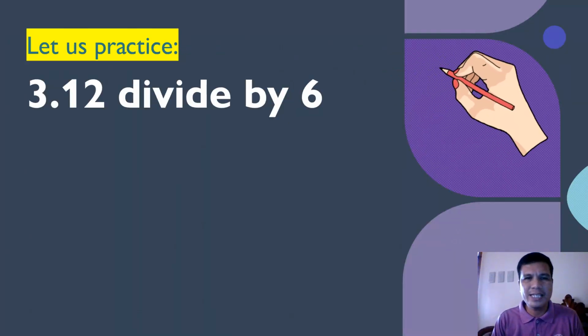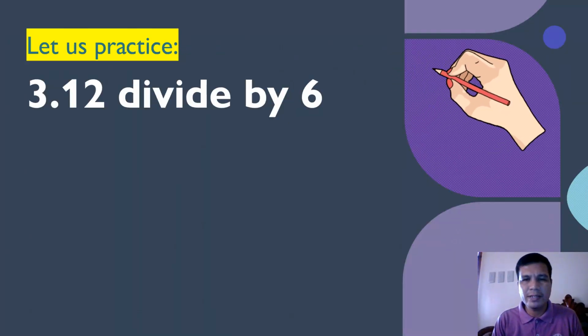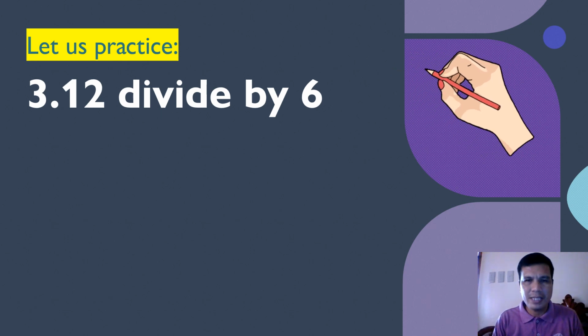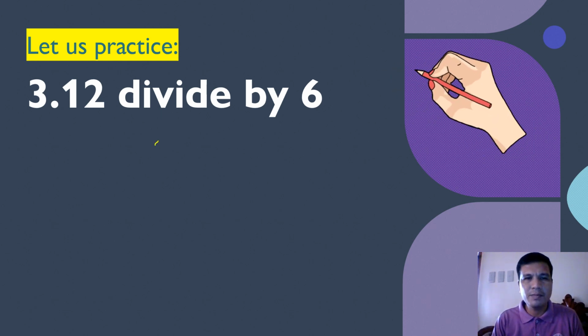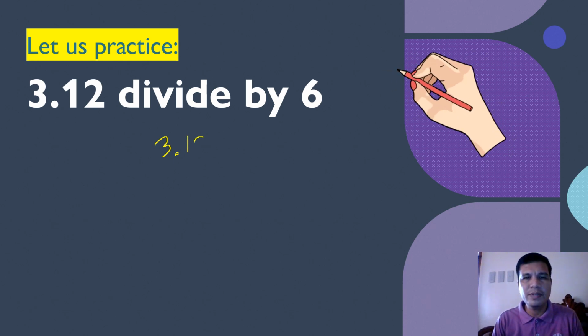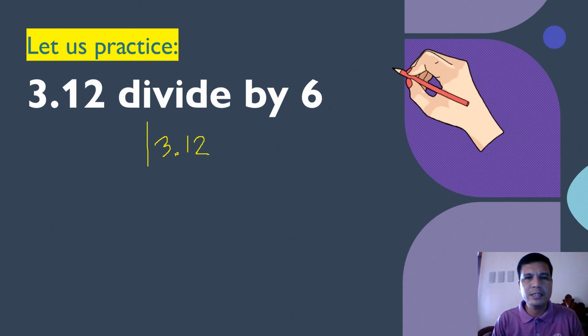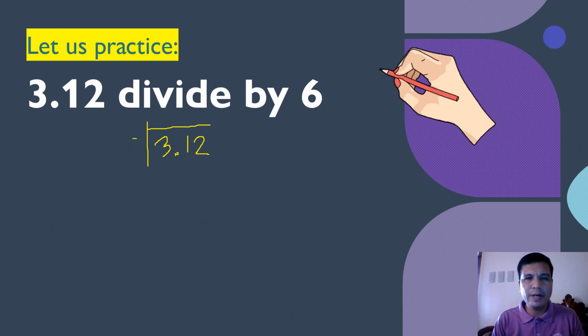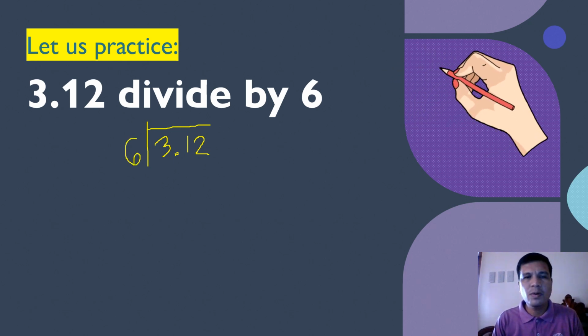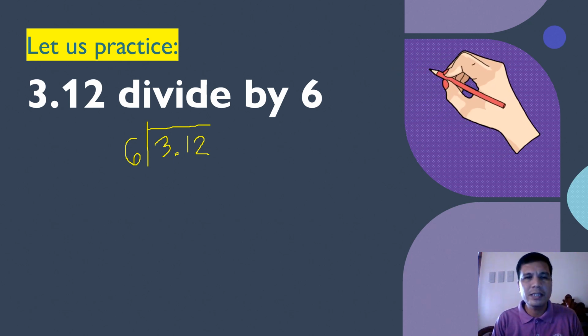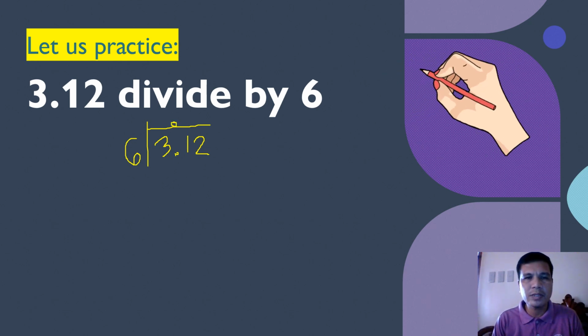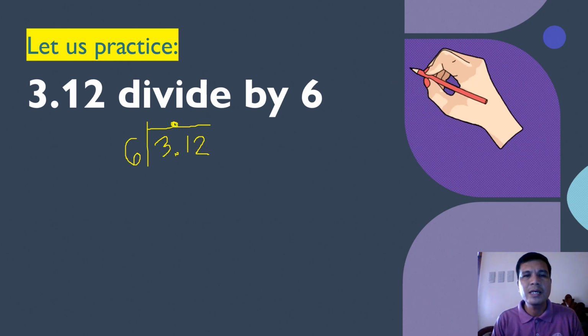Let us practice. 3 and 12 hundredths divide by 6. So let us write the division equation. 3 and 12 hundredths is our dividend and 6 is our divisor. So, whole number na ang ating divisor. Let us proceed with the division. Don't forget to put the decimal point up to the quotient.